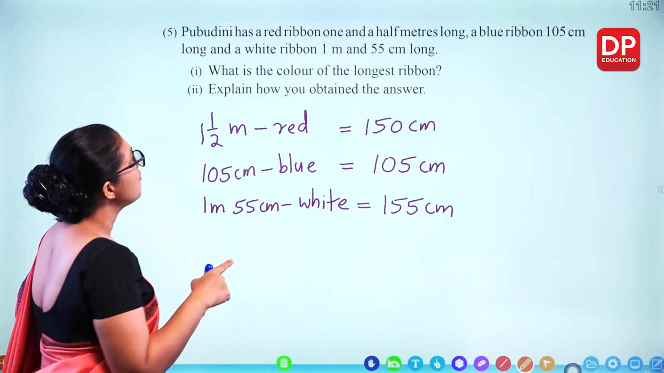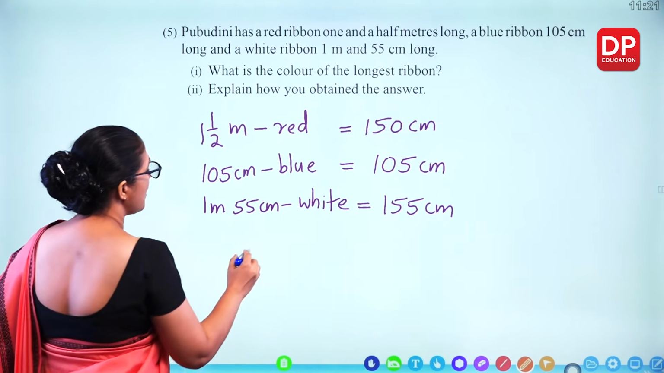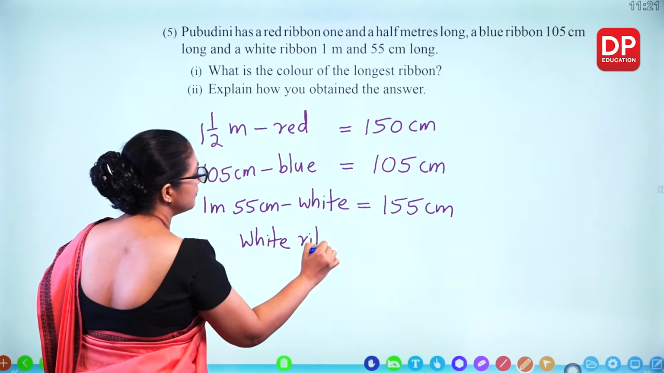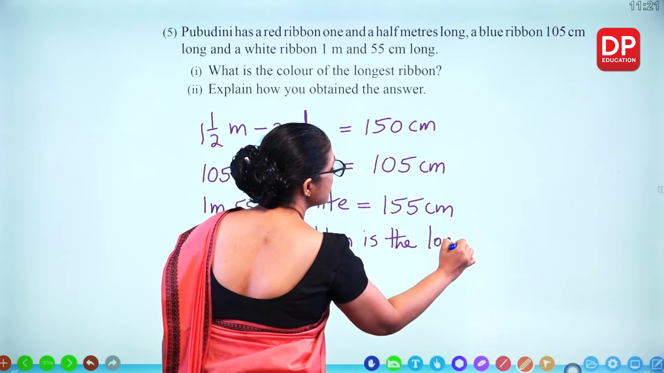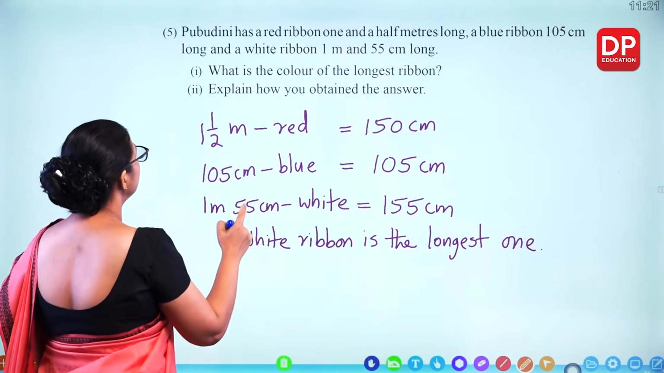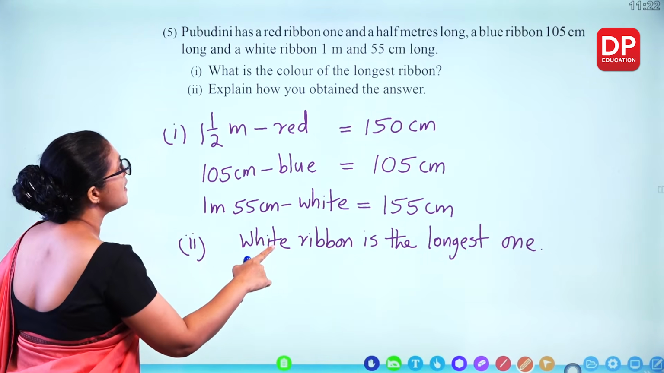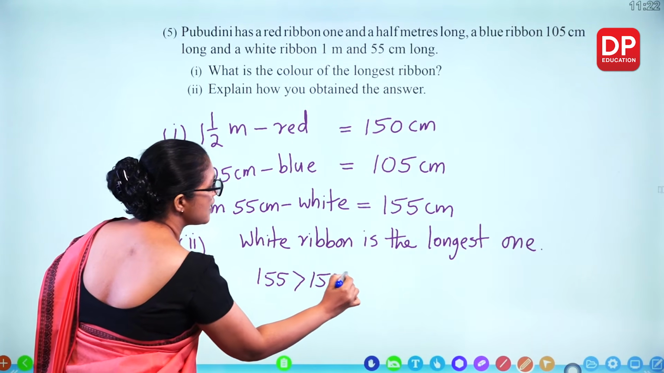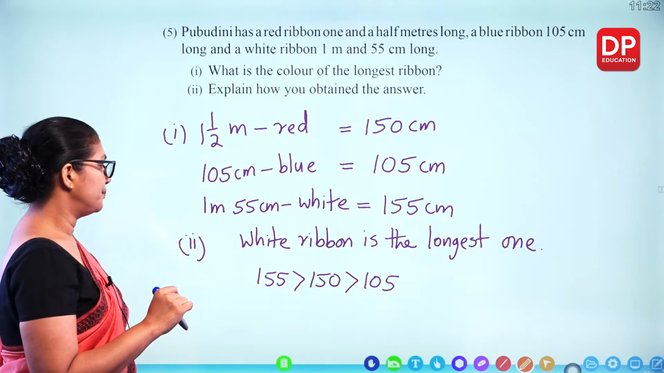Now you can find out the longest one, 155. So the white ribbon is the longest one. What's the explanation? You can write 155 is greater than 150, that's greater than 105. So 105 is the shortest one.